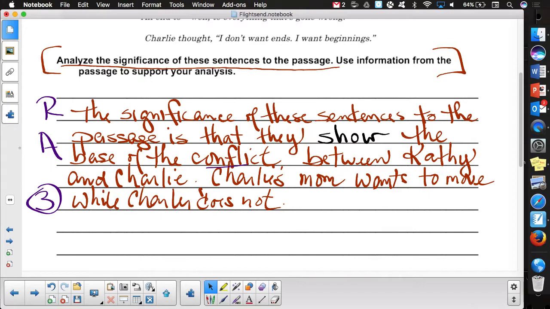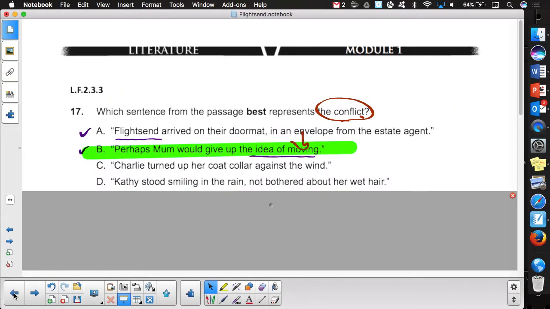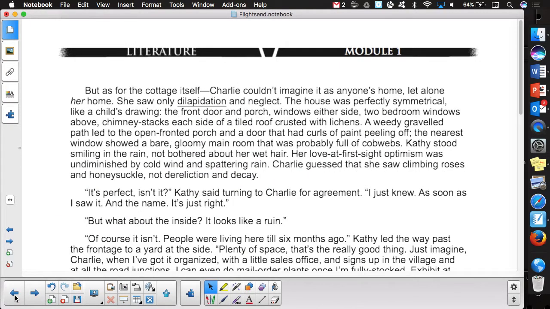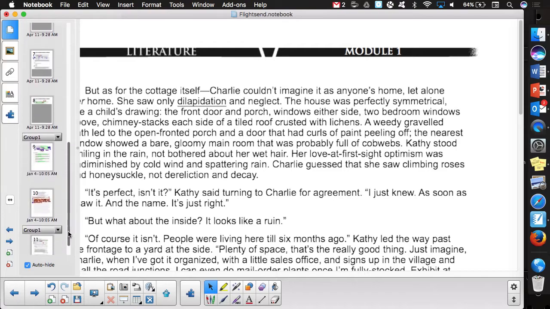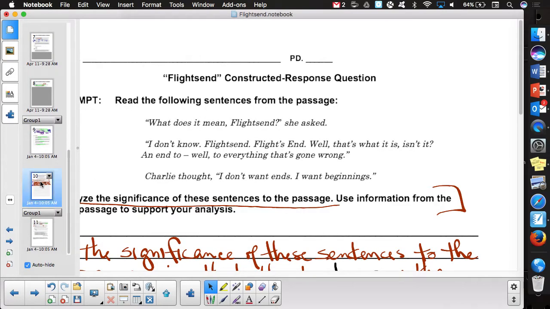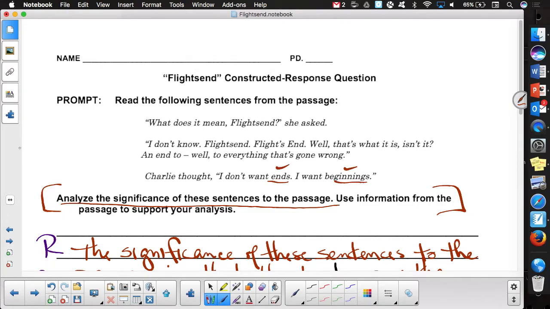Not even that. Now, the good thing for us, and this is one of the reasons why I wanted you to highlight stuff, not that you necessarily knew what the question was going to be, but you've already gone through the passage and started to find specific examples that would work for this. So the important thing, when you are coming up with your examples for your constructed response, is to pick examples that prove that Kathy wants to move, whereas Charlie does not. So you're going to have to do a little bit of an explanation as to why these examples show that difference between the beginnings and the endings of the paragraph.